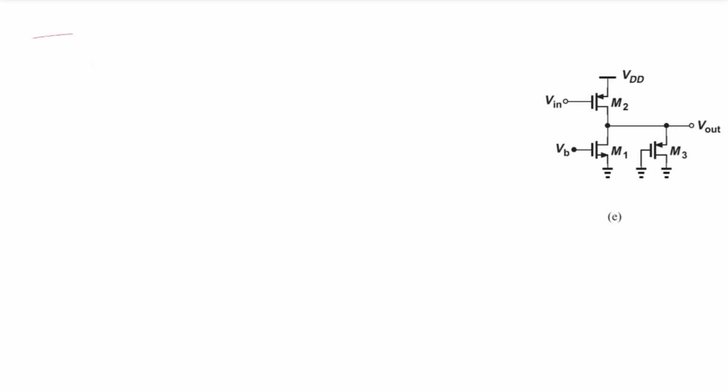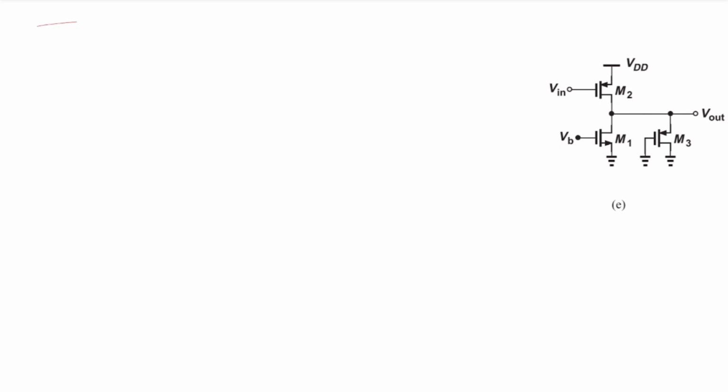Stage E. For stage E, this is not biased, so we will not consider it, because there's no voltage, so this transistor is off. So this is very simple. AV is just minus GM2 times RO2 parallel with RO1.